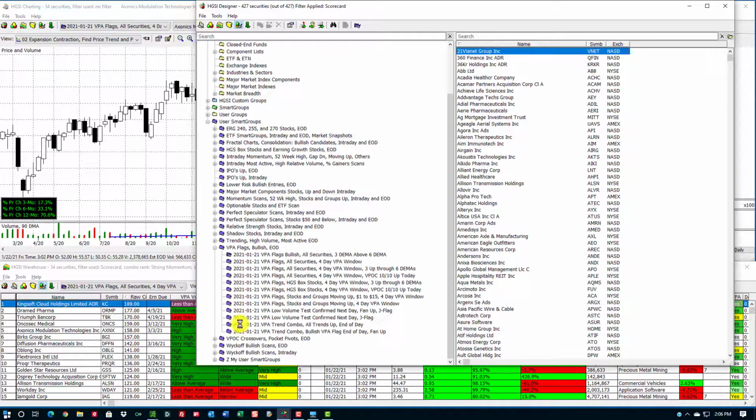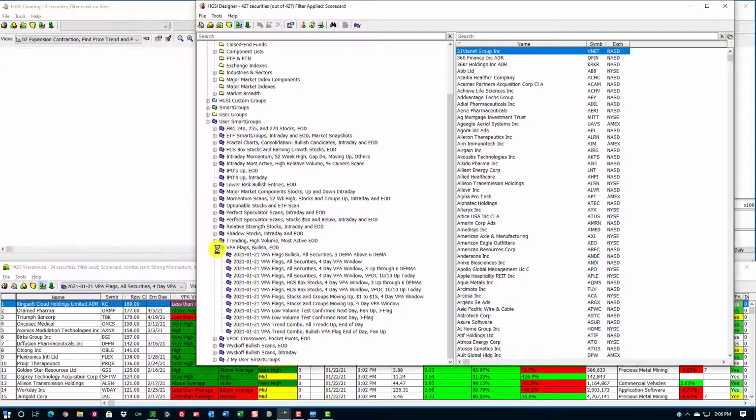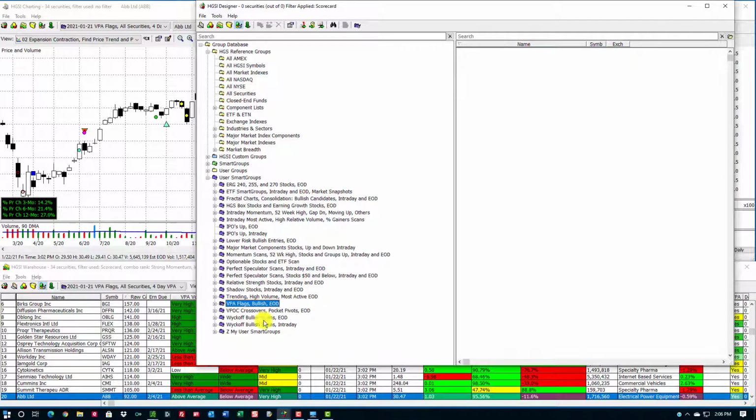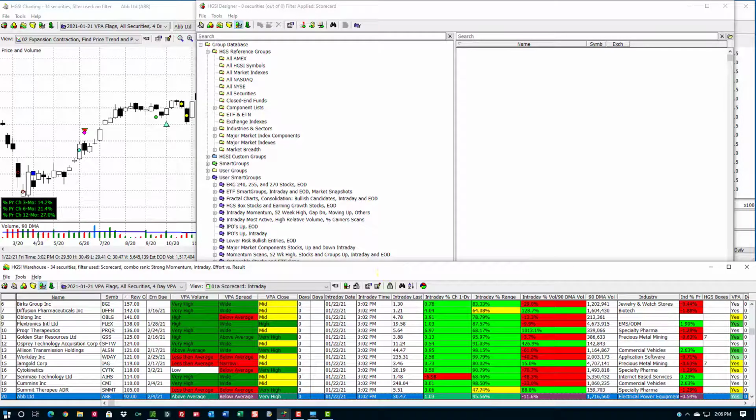Now you're not going to get my user groups. I don't export them. I mean, you're not going to get this down here where it says Z. I don't export these, so yours are going to be empty. You put in there what you want to. You find the scans that work best for you, and go with them.